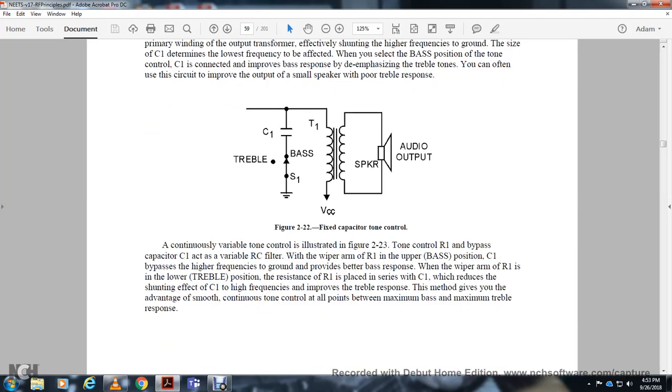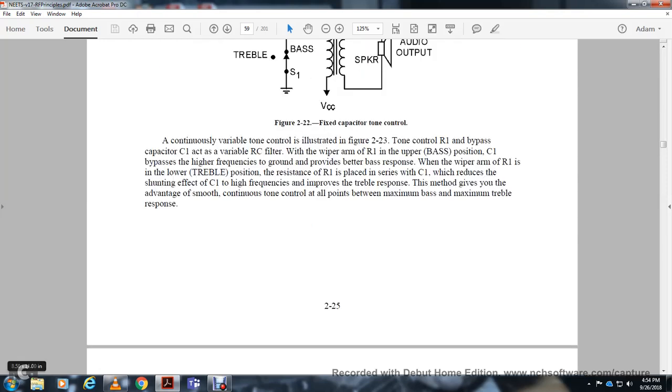The continuous variable tone control is illustrated in figure 223. The tone control resistor 1 is bypassed with capacitor 1, forming a variable RC filter. With the wiper on resistor 1 at the upper bass position, capacitor 1 bypasses the high frequency to ground, giving better bass response. With the wiper at the lower treble position, the resistance of resistor 1 is placed in series with capacitor 1, reducing the shunting effect of capacitor 1, so higher frequency improves the treble response. That gives you the advantage of smooth, continuous control at all points between the maximum bass and the maximum treble response.